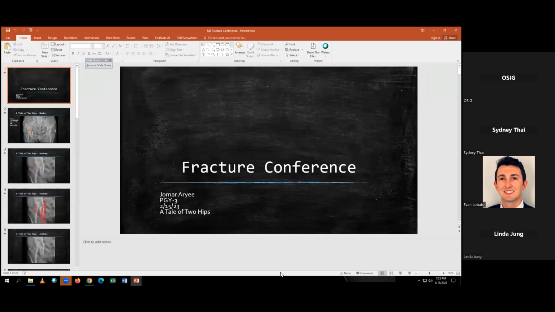Okay, so Aryee, PGY3, tail of 2 hips. We're going to talk about proximal femur fractures, so fractures around the hip and the most northern part, or the part of your femur or thigh bone that's closest to your pelvis. So right, the femoral head, neck, and just below it.